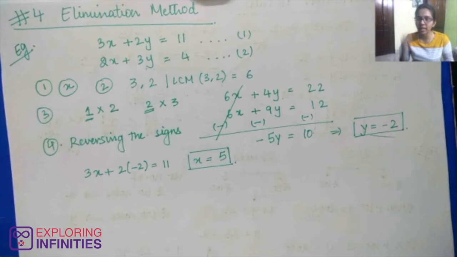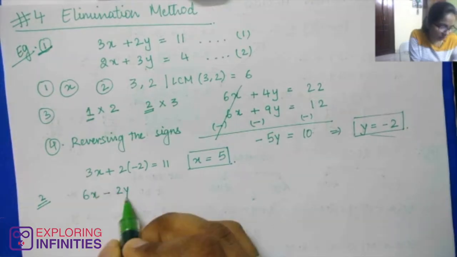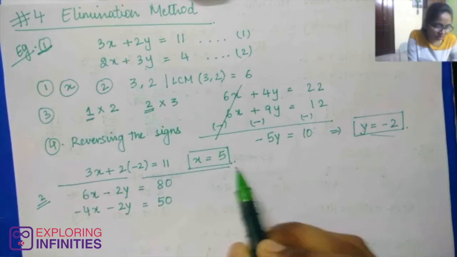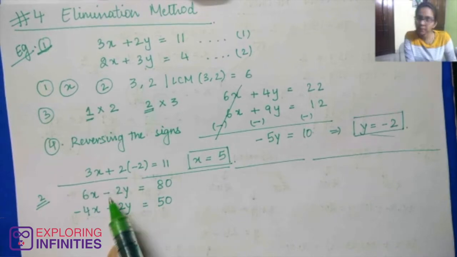Okay, so my example is, 6x minus 2y is equal to 80 and minus 4x minus 2y is equal to 50. So this is my example number 2 that we'll be considering. So in this, as you can see, I have chosen the variable y, performed my LCM part, and I have multiplied it. So that's why I have same coefficients for my variable y. So it's minus 2y, minus 2y.